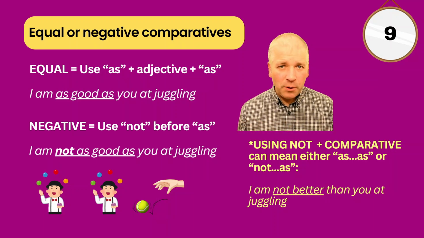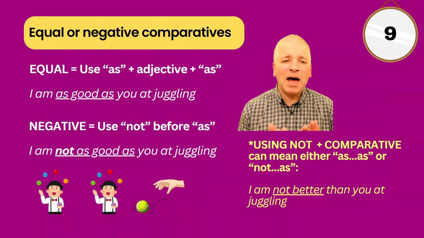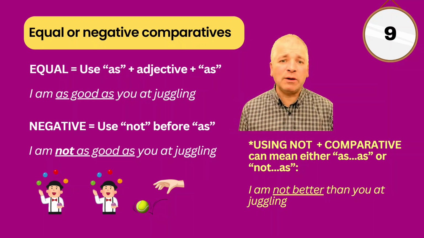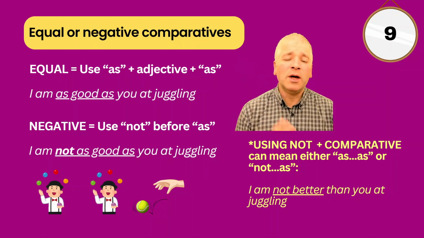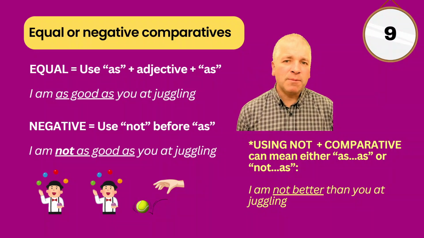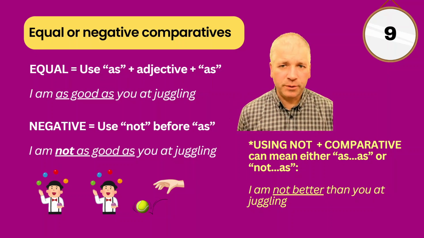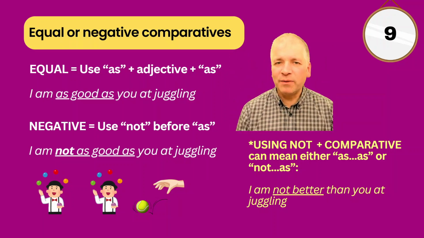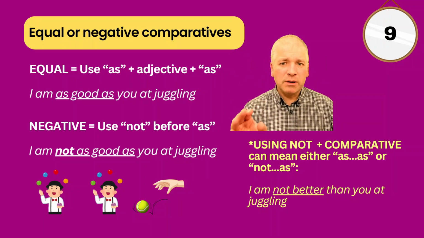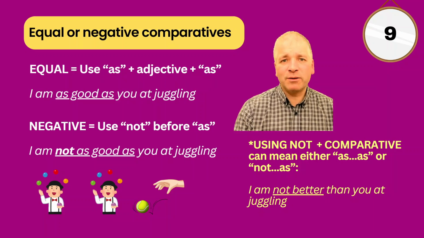When you do that though, it doesn't mean the negative comparative. It could be the same as an as or not as. It can be equal or negative. It simply means not more. So if you say, I am not better than you at juggling, it means my ability is either equal to yours or worse than yours. It's just not better. That's all. So the example you can see here in yellow can reflect either the equal or the negative status that you can see in white on the left.